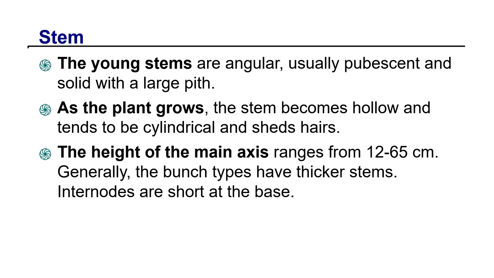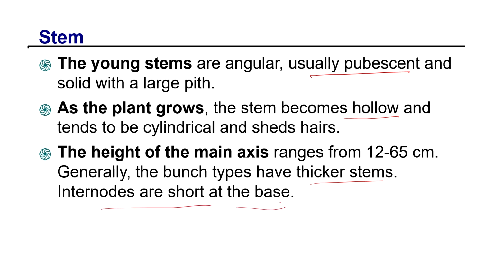Now, coming to the stem part, the young stems are angular, usually pubescent, means there are no hairs, and solid with a large pith. Pith is the central part inside. As the plant grows, the stem becomes hollow and tends to be cylindrical and sheds hairs. The height of the main axis ranges from 12 to 65 centimeter. Generally, the bunch type have thicker stems, internodes are short at the base.